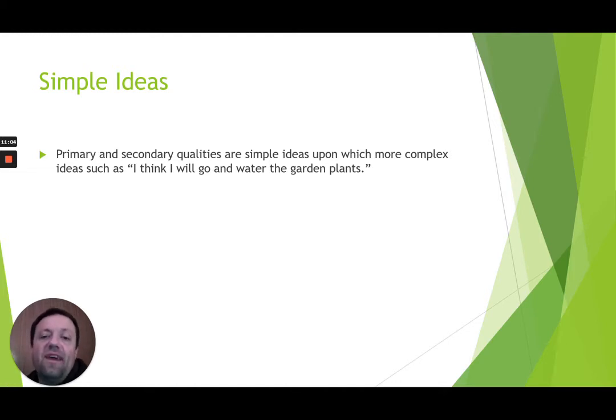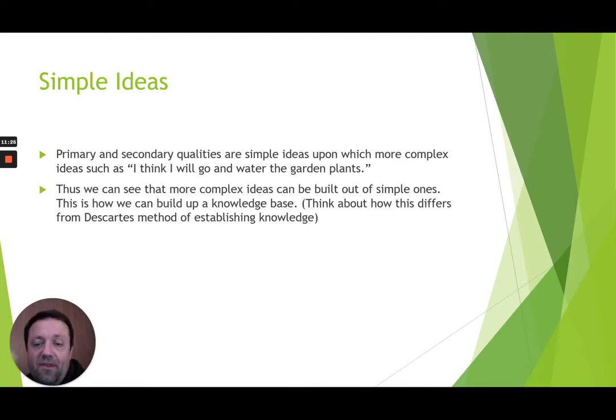So we have the concept of think, we have the concept of water, we have the concept of plant, right? Whether or not these are actually simple ideas is open to question, but obviously once you've got those ideas, you can then combine them in ways that produce more complex ideas. So this is the move from simple ideas to complex ideas that Locke makes. Okay, so more complex ideas can be built out of simple ones, and that's how we can build up a knowledge base. Right? And this differs very much from Descartes' method of establishing knowledge, which he believes can be done entirely through reason and deducing things from certain innate ideas that we have.